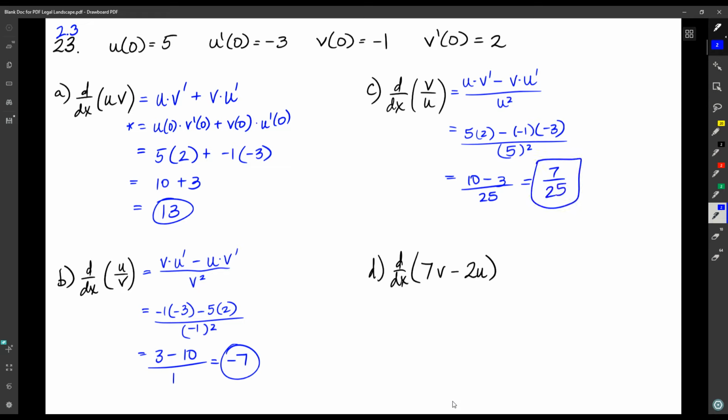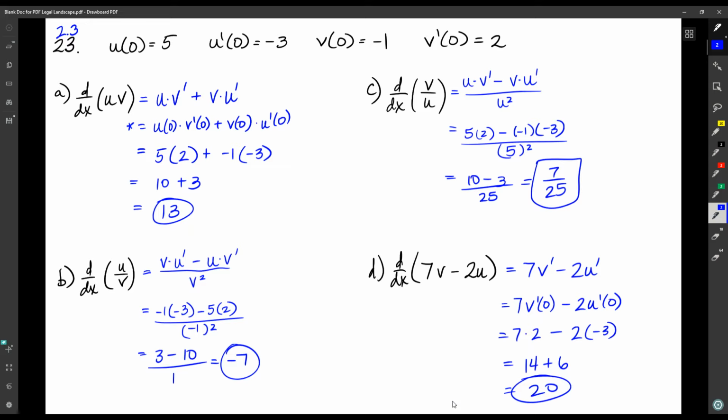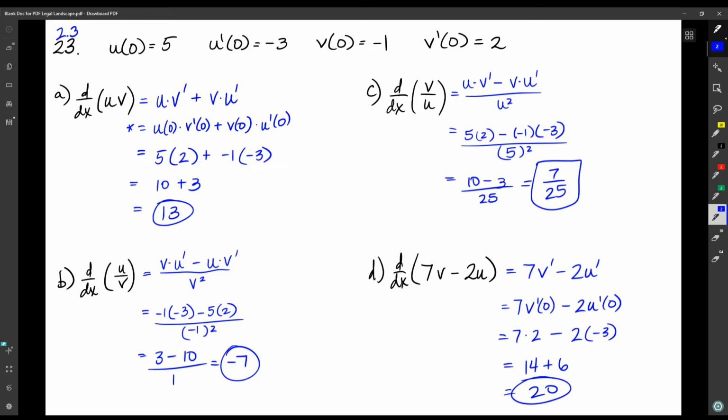7/25. And then finally, the derivative of 7v minus 2u is going to be 7v prime minus 2u prime by the constant multiple rule. And then if we evaluate at 0, this is 7v prime of 0 minus 2u prime of 0, or 7 times, let's see, v prime of 0 is 2, minus 2 times u prime of 0 is -3, and that gives us 14 plus 6, which is 20, and that's our result for number 23.